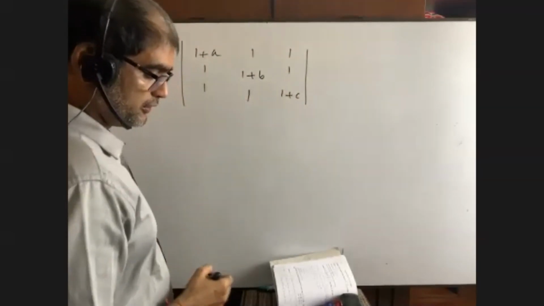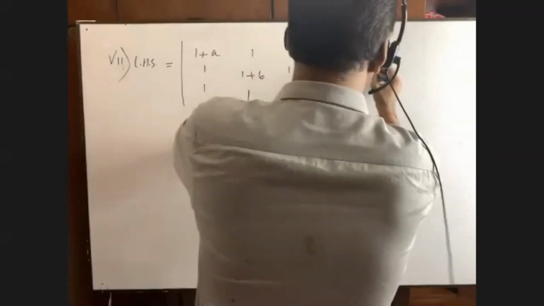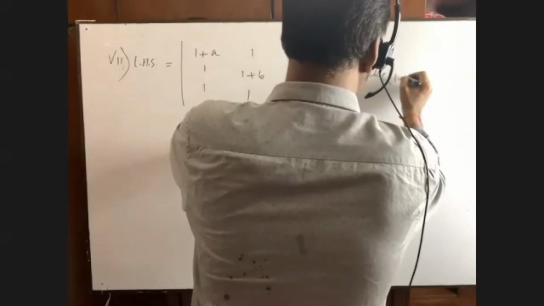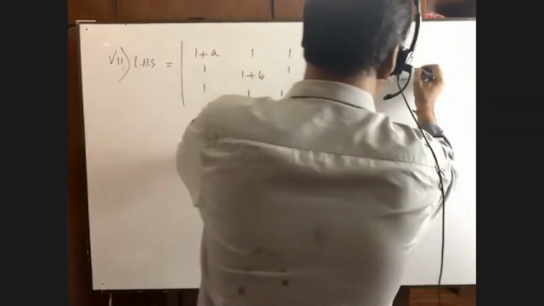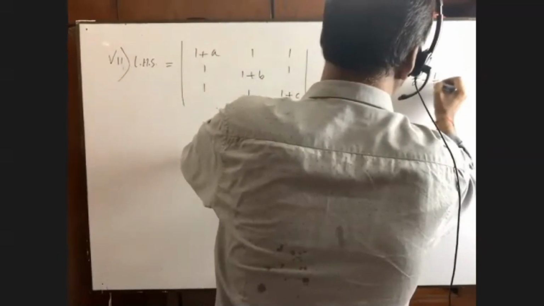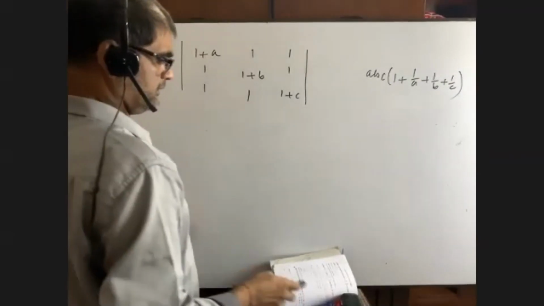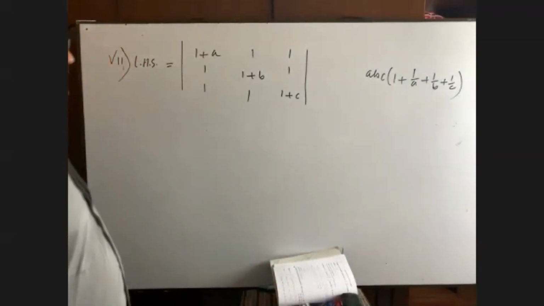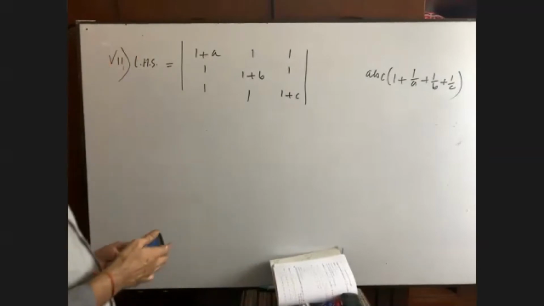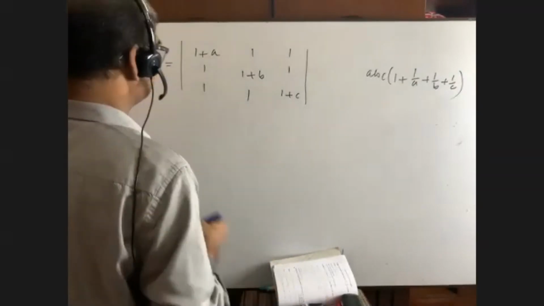The right hand side is equal to abc times, 1 plus 1 by a, 1 by b, and so on. You see what is on the right hand side. You should give emphasis to the right hand side. Actually, what is written there? There is written abc, okay? So we can write it here like this.